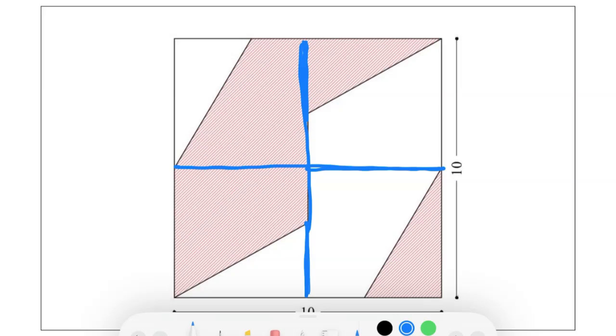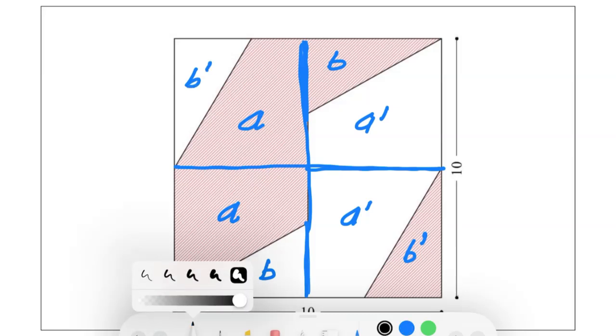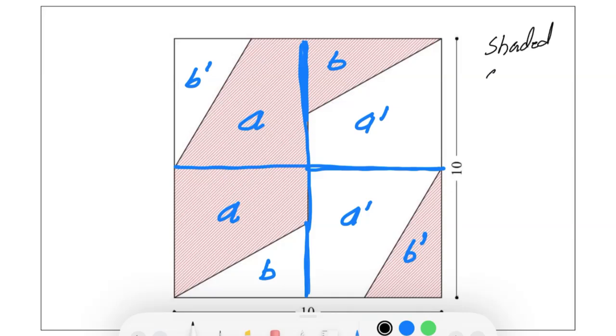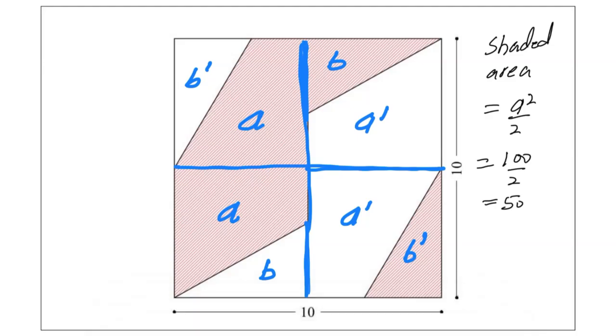Okay, now can we identify something? Yes, we can identify something. If this is part A, this is equivalent A dash. If this is part B, this is equivalent B dash. Similarly, if this is again part A, this is equivalent A dash. And if this is part B, this is equivalent B dash. Therefore, the shaded area is equal to nothing but A square by 2, and therefore 100 by 2, and that makes it 50. Let's move to another question.